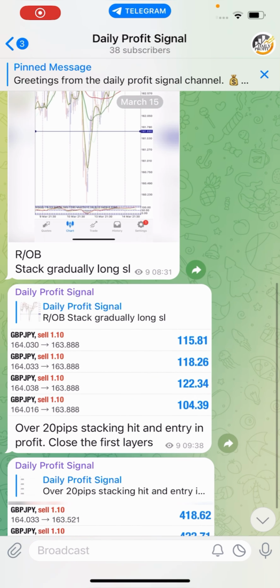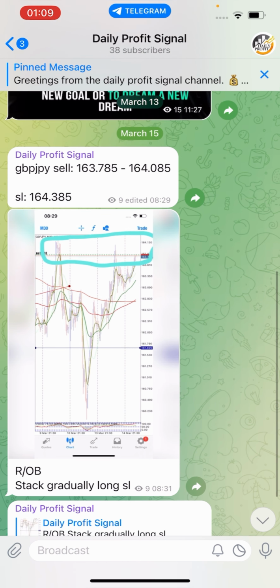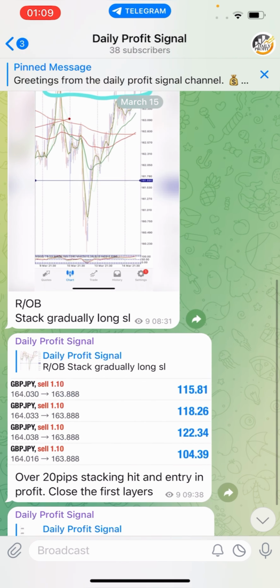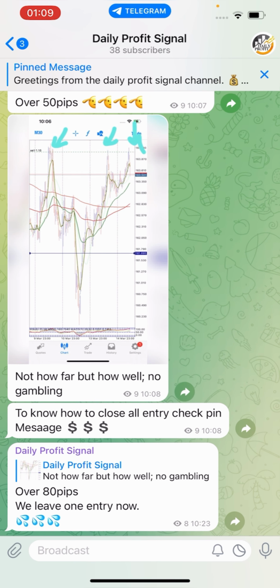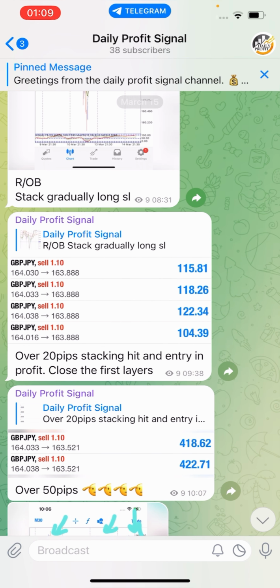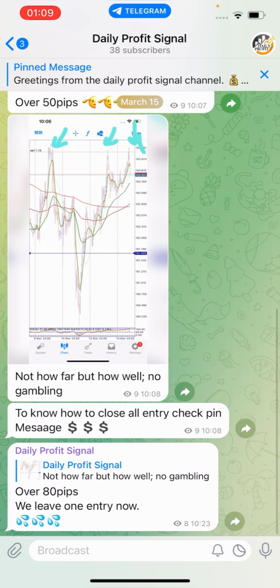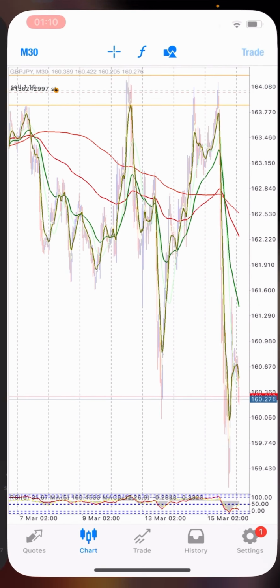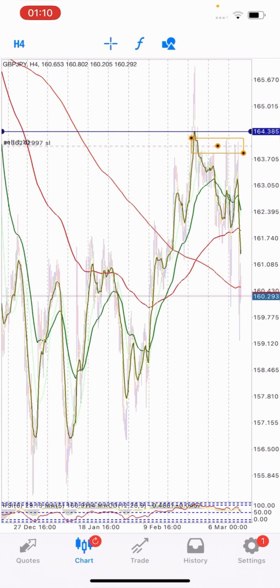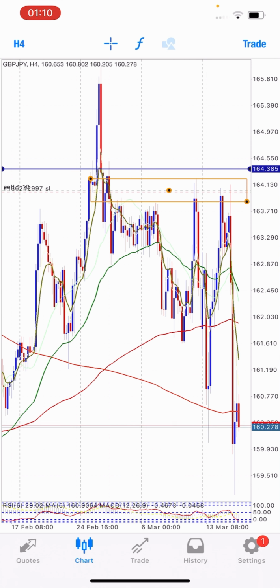Okay guys, there's a trade I posted today about GBP JPY. I located it with an OB, but there's a reason why I said we should still hold. I said we should still hold the trade. So we leave one entry now. Like I said, going to 4 hours, you will see the OB, right? You see the OB, sorry.